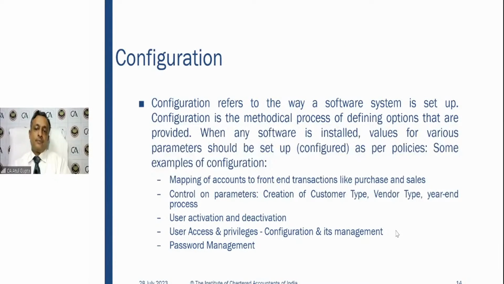Now what I'll be doing is sharing practical examples on each of these. Configuration refers to the way a software system is set up. Configuration is a methodical process of defining options that are provided in the software. When any software is installed, values for various parameters should be configured as per the policy of the organization. So here is the software and here is the policy.